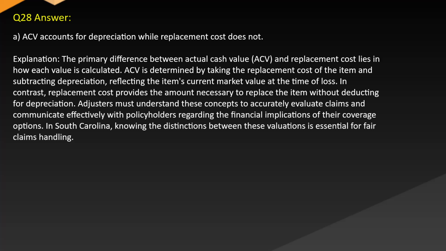Answer: A. ACV accounts for depreciation while replacement cost does not. Explanation: the primary difference between actual cash value, ACV, and replacement cost lies in how each value is calculated. ACV is determined by taking the replacement cost of the item and subtracting depreciation, reflecting the item's current market value at the time of loss. In contrast, replacement cost provides the amount necessary to replace the item without deducting for depreciation. Adjusters must understand these concepts to accurately evaluate claims and communicate effectively with policyholders regarding the financial implications of their coverage options. In South Carolina, knowing the distinctions between these valuations is essential for fair claims handling.